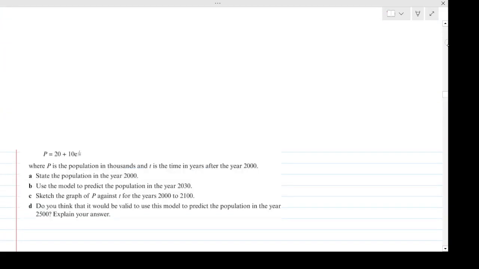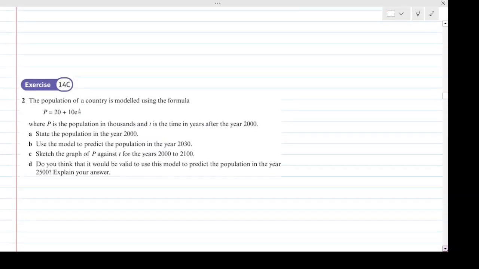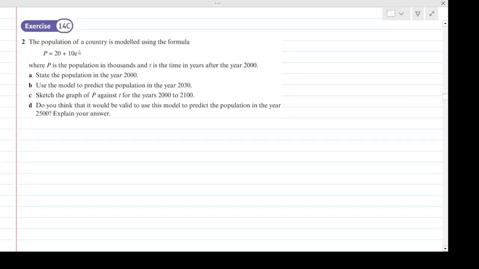So let's move on to another question. We've got some exercises. We're told that the population of a country is modelled by the formula P is 20 add 10e to the t over 50, or a 50th of t. P is the population in thousands, and t is the time in years after the year 2000. I always tend to highlight the units, because they might catch you out, and it will catch you out here if you don't pay attention.